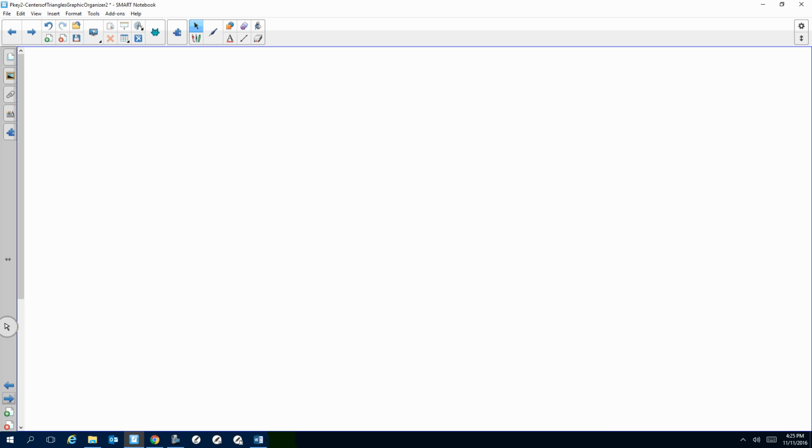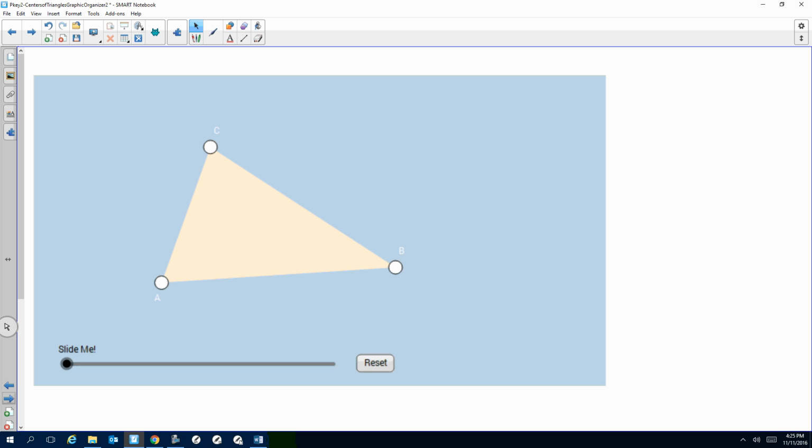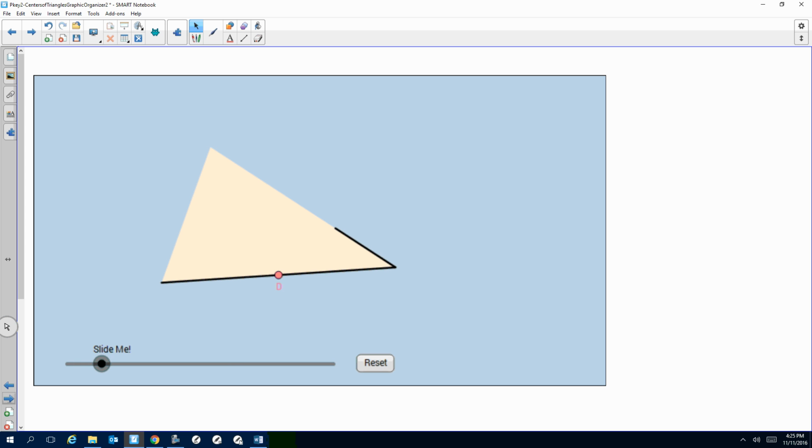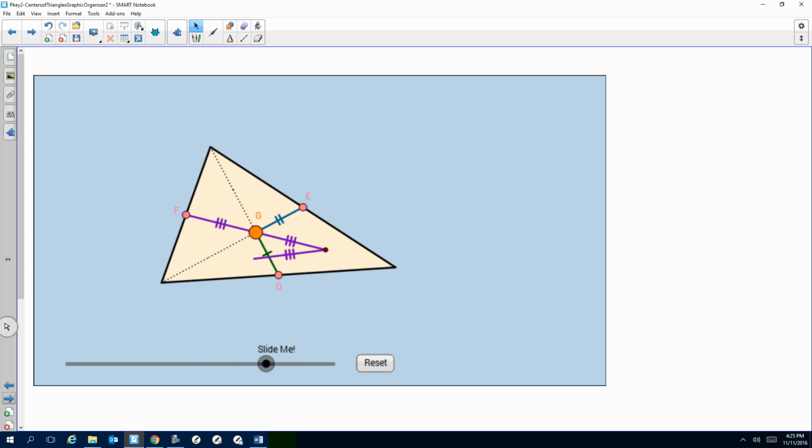Then the next special segment, because altitude does not have a special property that we're going to apply, is the median. Right here, I'm showing a midpoint, another midpoint, another midpoint. When I connect the midpoint to the opposite vertex, that's a median. So the dotted line is the median. And here's the other median, and there's the third median. When they all intersect, they intersect at one point. That point of concurrency is called the centroid.